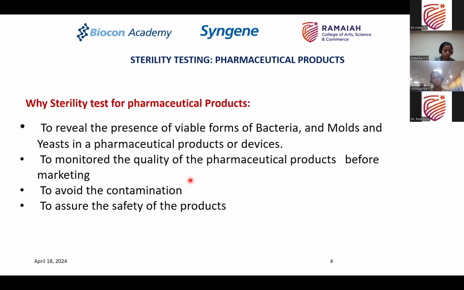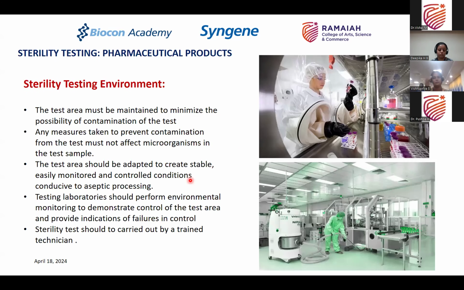One thing is to see whether our product has the viable form, that is the living form, of bacteria, which can live or reproduce. Such organisms are there or not, we have to analyze, and monitor the pharmaceutical product before marketing to avoid contamination. Microbes, if they are there, are called contaminants, and we assure whether the product is safe or not. That is the reason we have to go for sterility testing. Okay.